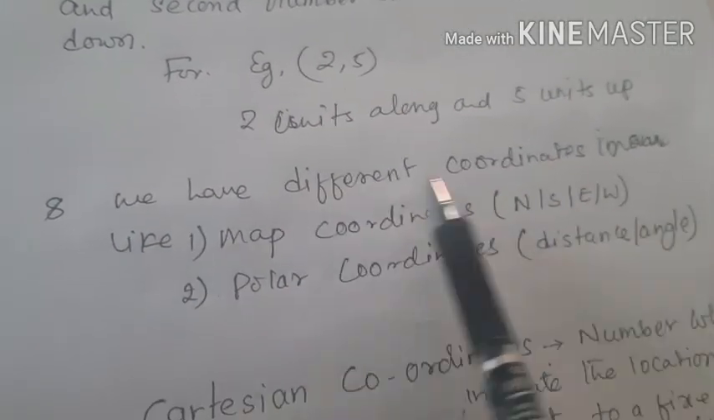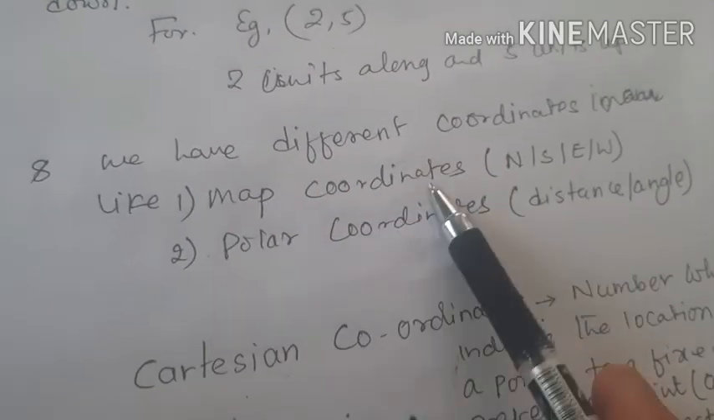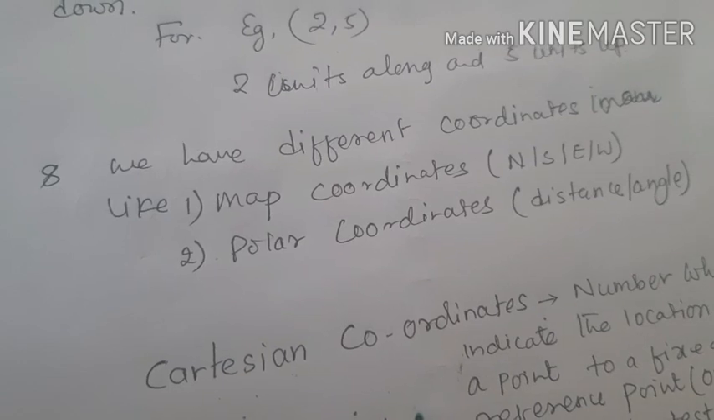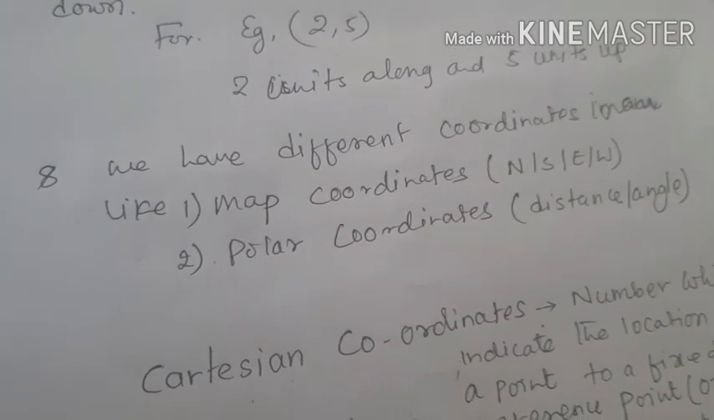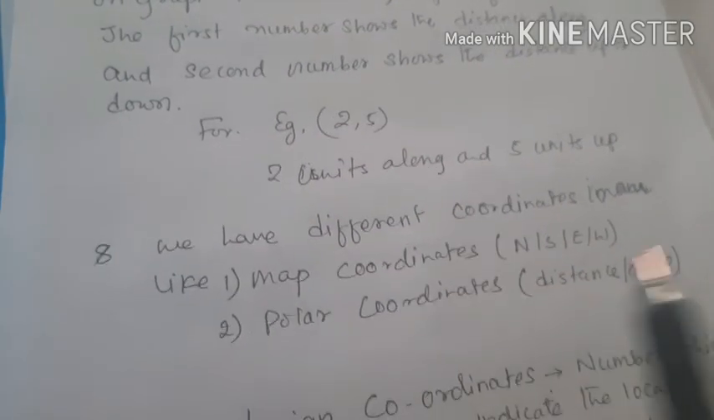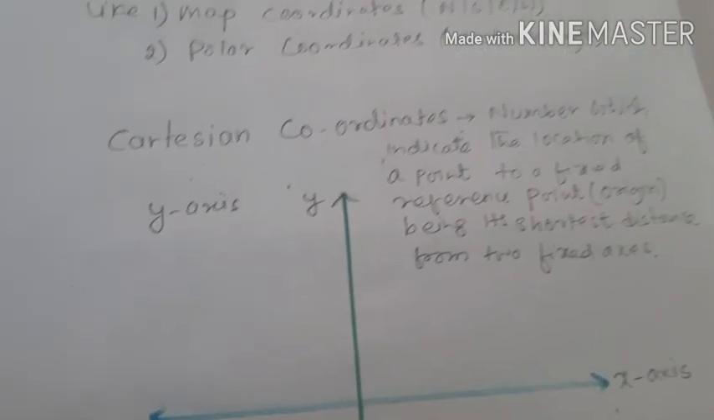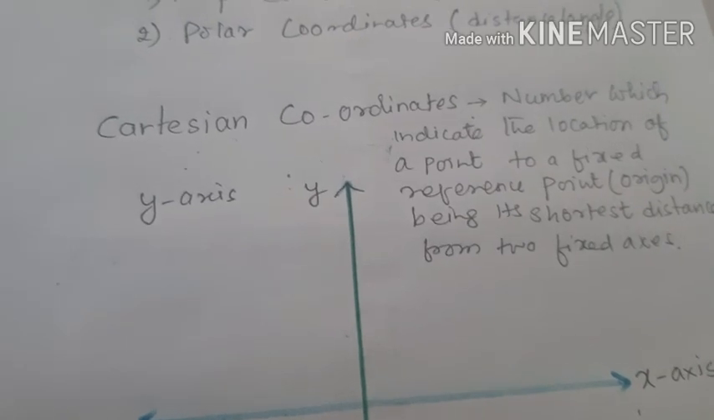We have different coordinates in our daily life. There are map coordinates like north, east, west, south, and we have polar coordinates also. But we don't study that right here. It's just a part that comes up in coordinates itself. Now, in our mathematics portion, what we have is Cartesian coordinates.